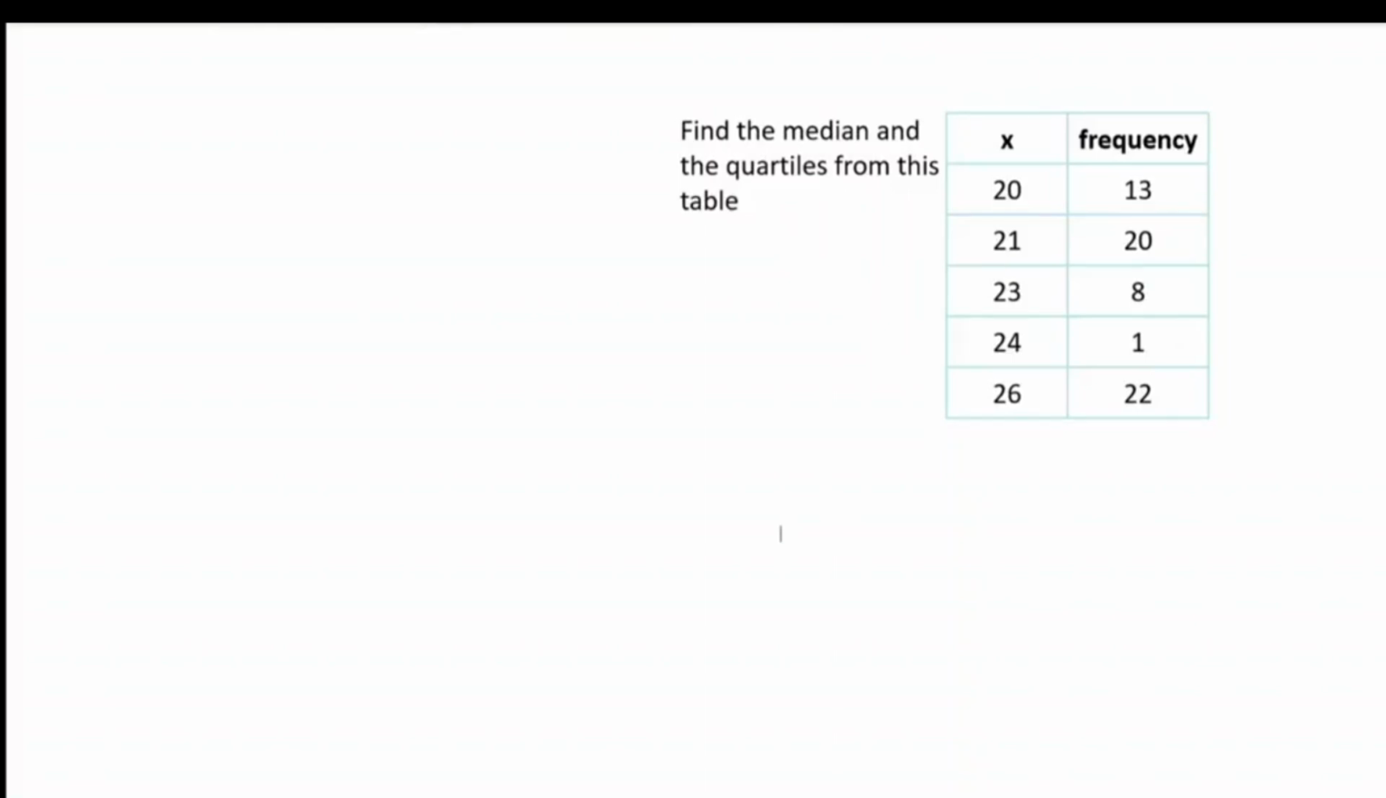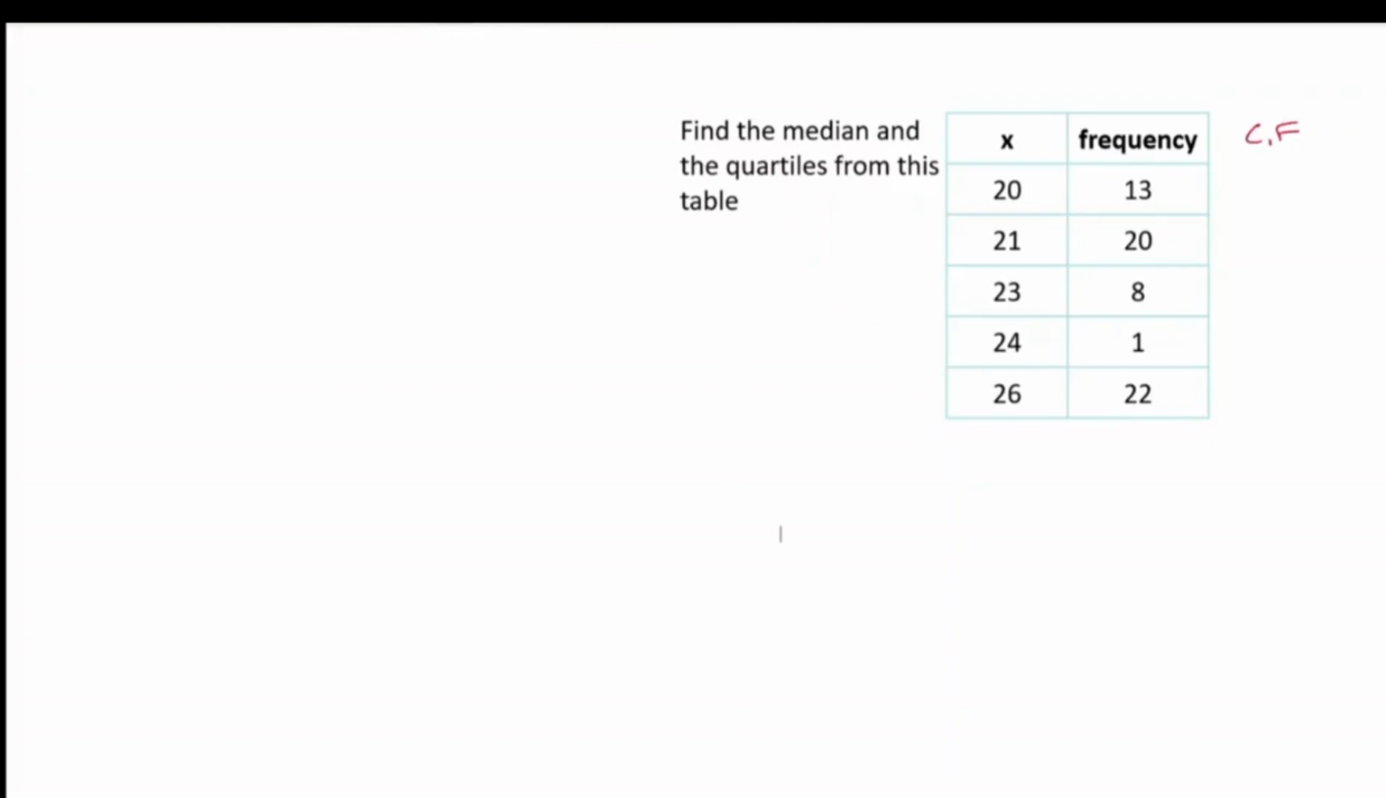So in this question, we've been given a frequency table and we've been asked to find the median and the quartiles from this table. Now, the formal way to do this is to add a cumulative frequency column to the table. So cumulative frequency is the running total. It's the frequency from the beginning of the data set up to the row that we're working on.